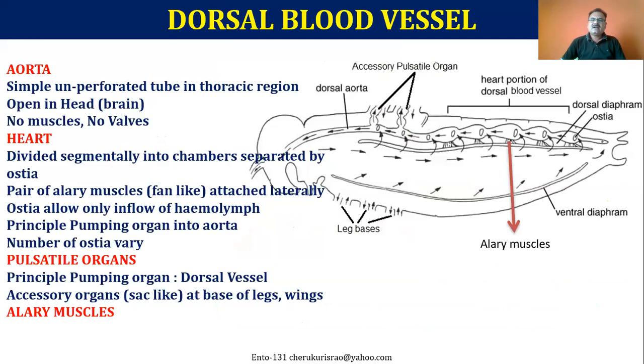And you see in this picture, the dorsal blood vessel on the dorsal side, which has small ostia openings. On the posterior side it is closed, and the anterior side it is open. This dorsal blood vessel can again be divided into aorta and heart. We actually call the entire dorsal blood vessel a heart, but usually we call the pumping place the heart. So here in the dorsal blood vessel, the anterior part is a very, very thin pipe-like structure with no muscles and no walls.